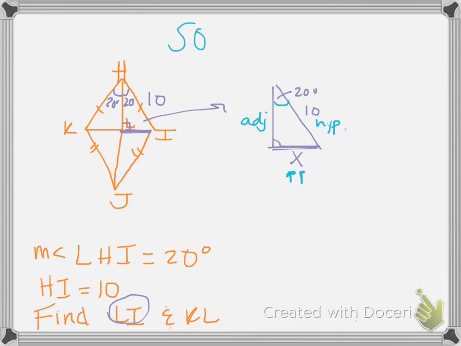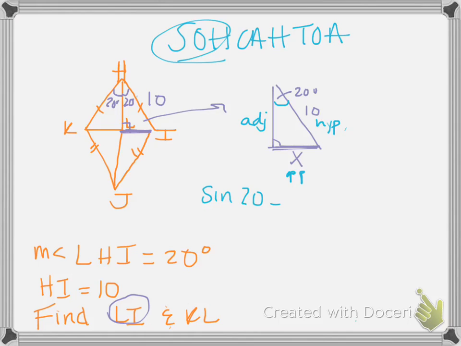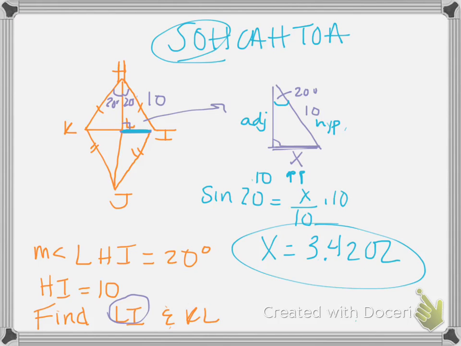So if I'm coming from that 20-degree angle, this is my hypotenuse, this is opposite, and this is adjacent. So if I'm doing SOHCAHTOA, I need the one that includes opposite and hypotenuse, so O and H. So I'm going to do the sine of 20 is equal to my opposite over my hypotenuse. Multiply both sides by 10. So 10 times the sine of 20, X is going to equal 3.4202. Okay, so that means LI equals 3.4202.